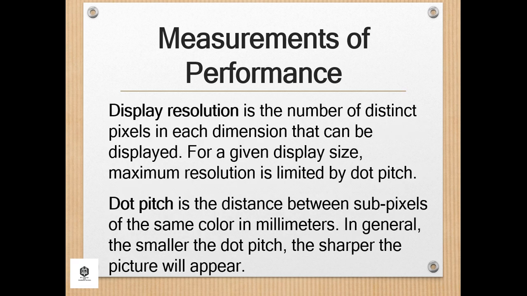Display resolution. Display resolution is the number of distinct pixels in each dimension that can be displayed. For a given display size, maximum resolution is limited by dot pitch. Dot pitch is the distance between sub-pixels of the same color in millimeters. In general, the smaller the dot pitch, the sharper the picture will appear.